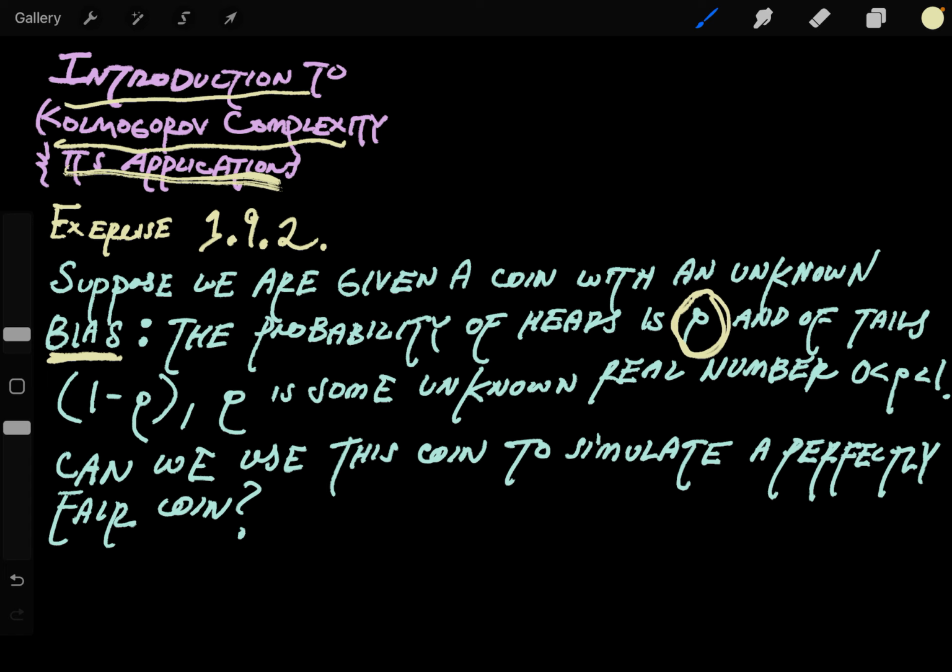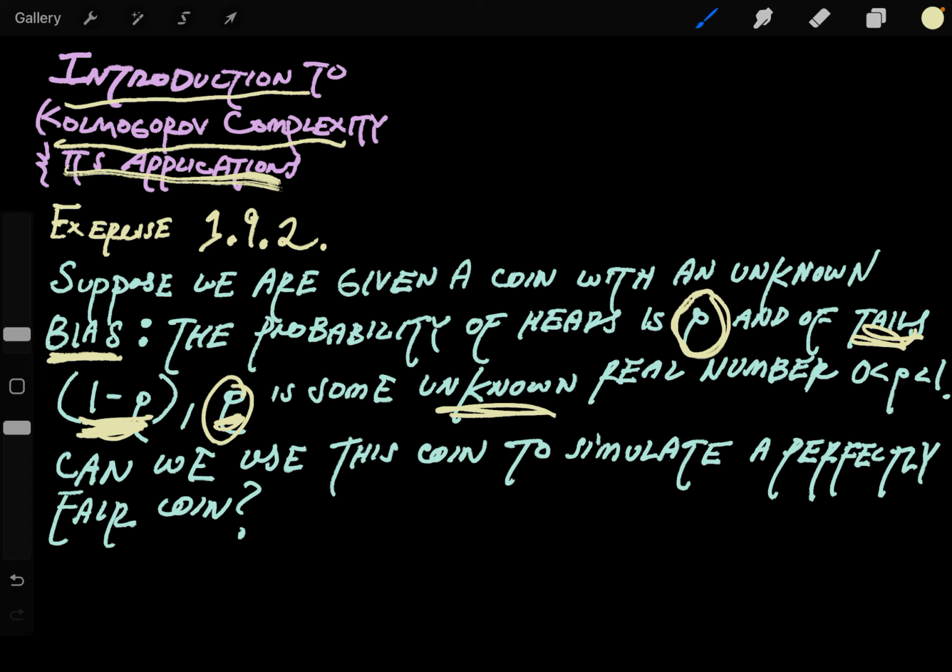So it could be that this coin comes up heads 1/10 of the time, or 2/10 of the time, or 1/1,000,000th of the time. And p is unknown. If it comes up heads, let's say, 1 out of 10 times, then it's going to come up tails 1 minus that value, so 9 out of 10 times if p is 1 out of 10. Now, we don't know what p actually is.